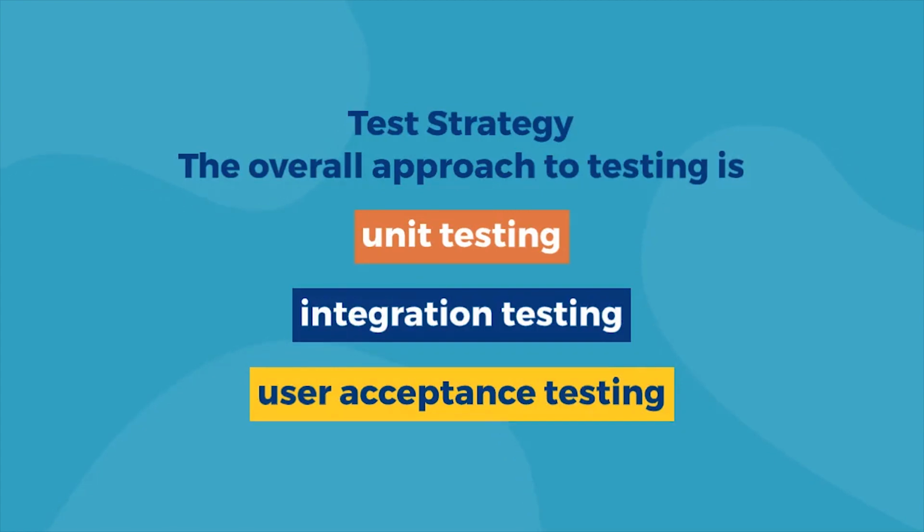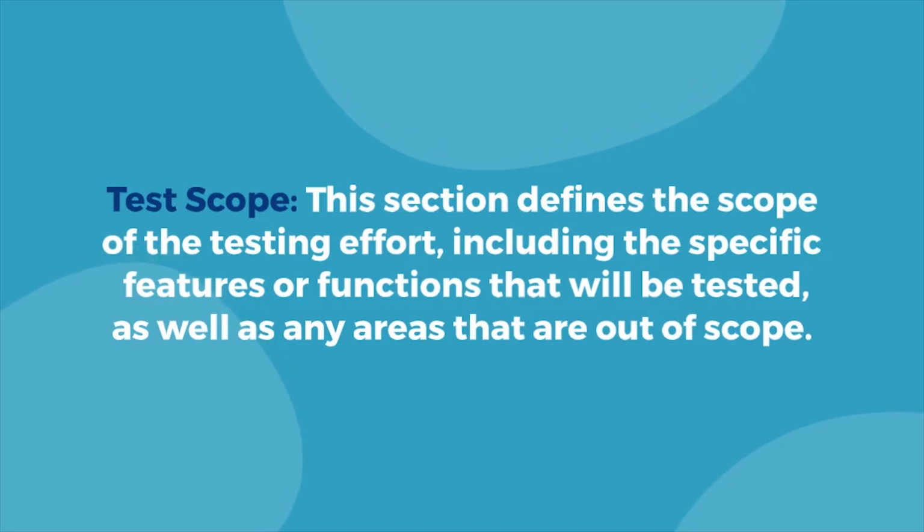This section outlines the overall approach to testing, including the types of testing that will be performed such as unit testing, integration testing, and user acceptance testing, as well as any testing tools or methodologies that will be used. Test Scope. This section defines the scope of the testing effort, including the specific features or functions that will be tested, as well as any areas that are out of scope.